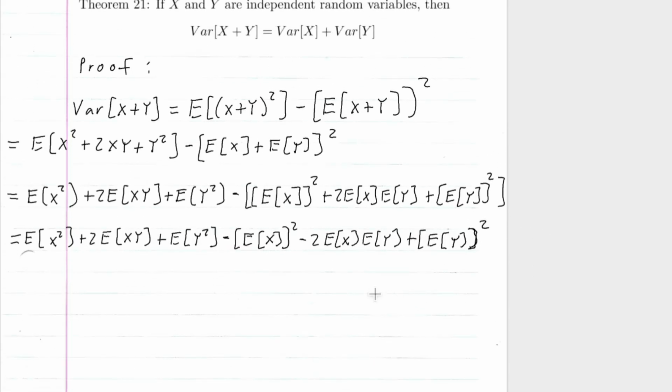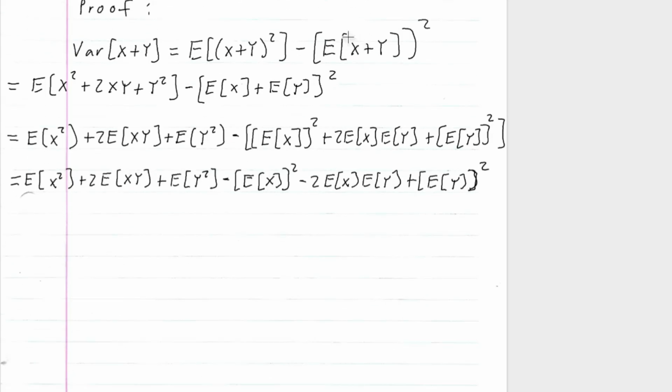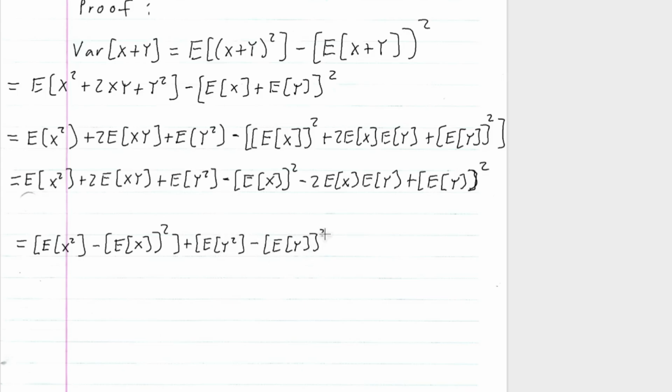Okay, so remember, I want to prove that the variance of x plus y is equal to the variance of x plus the variance of y. So remember that the expected value of x squared minus the expected value of x, squared, is the variance of x, right? So I'm going to group those together. I'll put another parenthesis there because that's for that whole thing. And then I can do the same thing for the expected value of y squared minus the expected value of y, squared, right? And then I'm left with that plus 2 expected value of xy, and then minus 2 expected value of x, expected value of y.